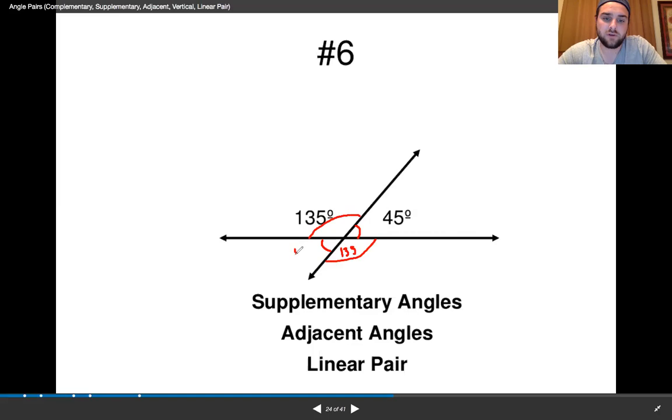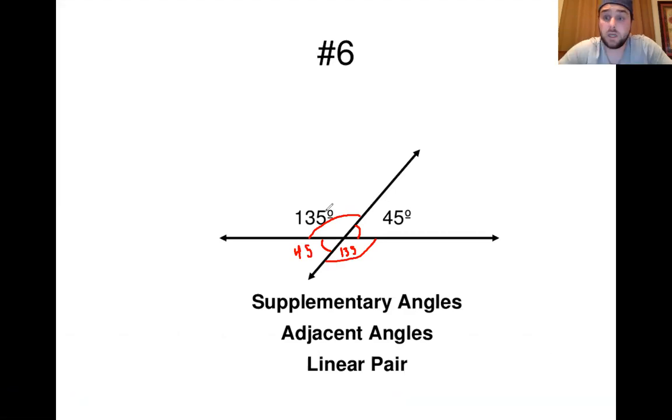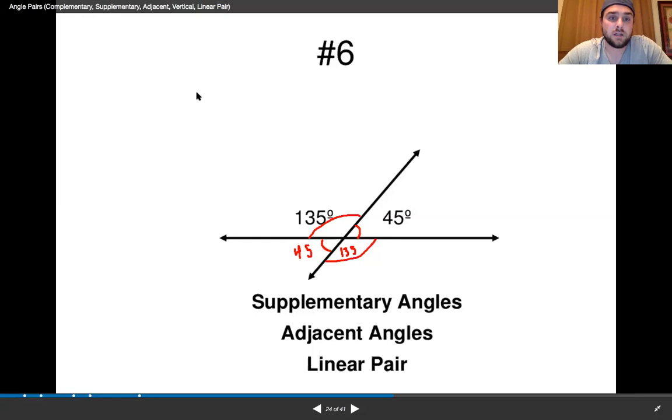Okay, so this would be 45 here, and that would be 135 there. So they're supplementary because they're adding up to 180 degrees. They're adjacent because we have that ray that's splitting them up. And then they're linear as well because if you look on the opposite side, they would equal each other. Okay, let's keep going from there.